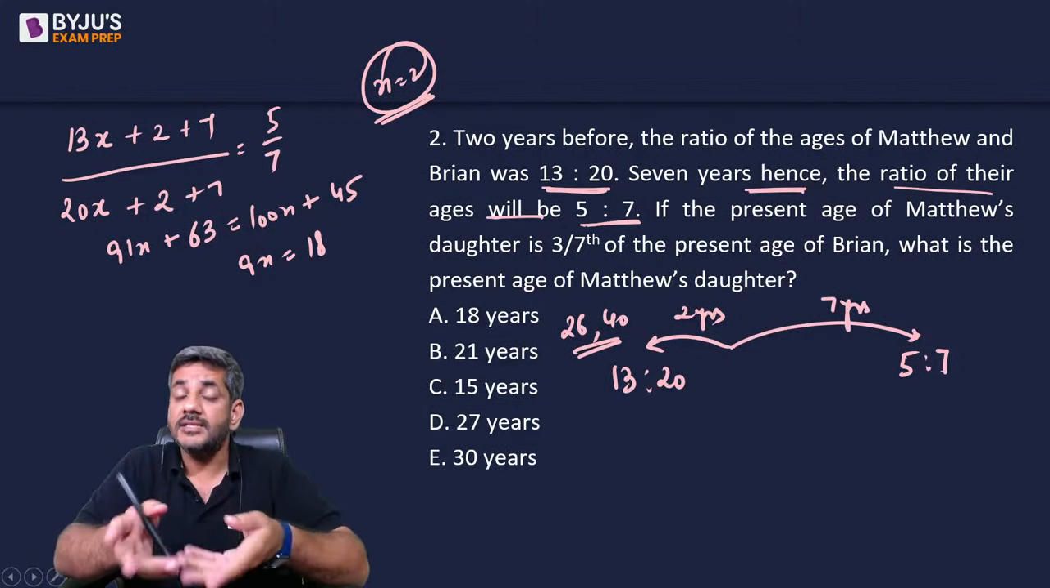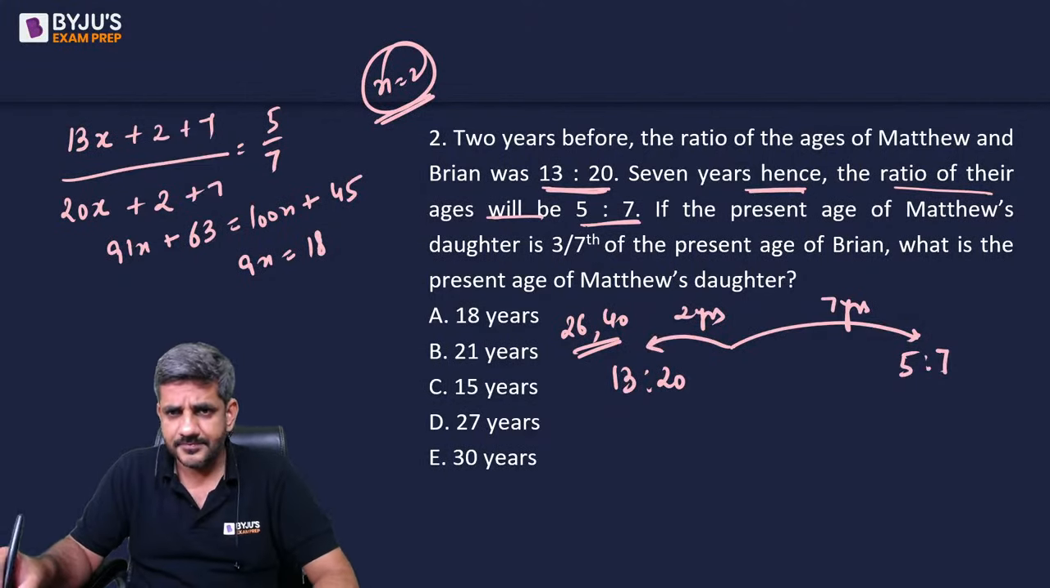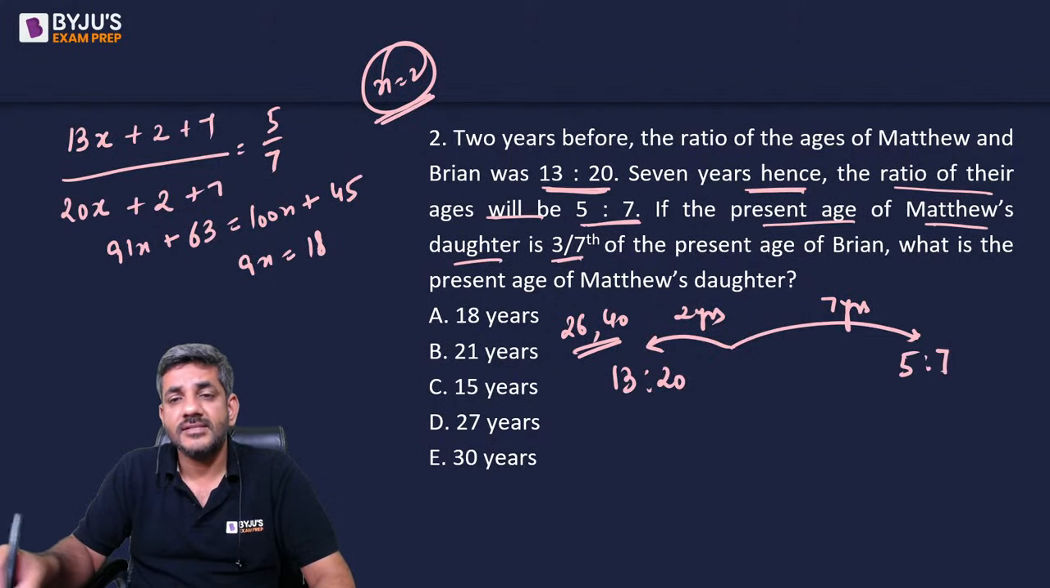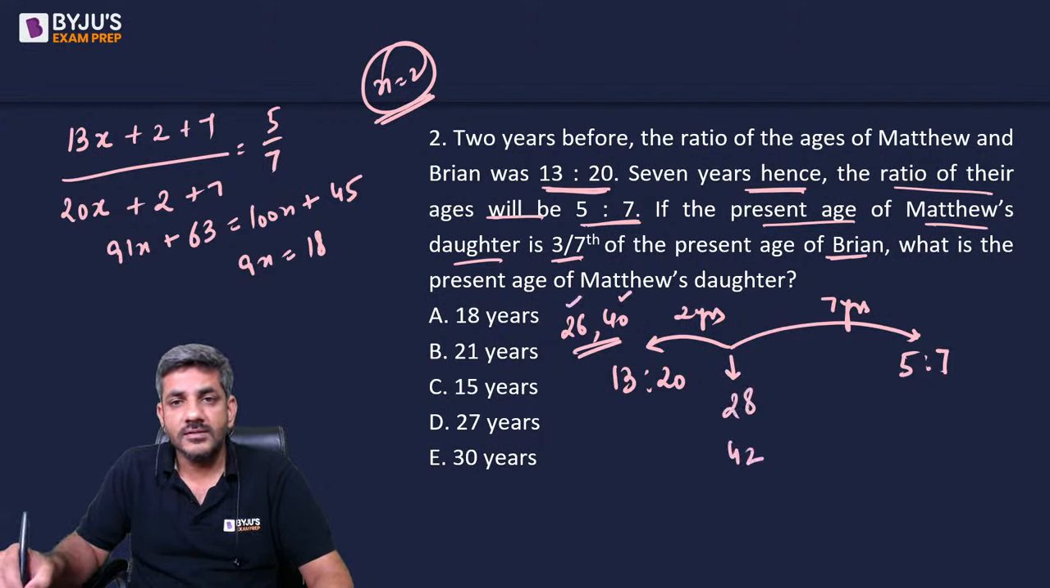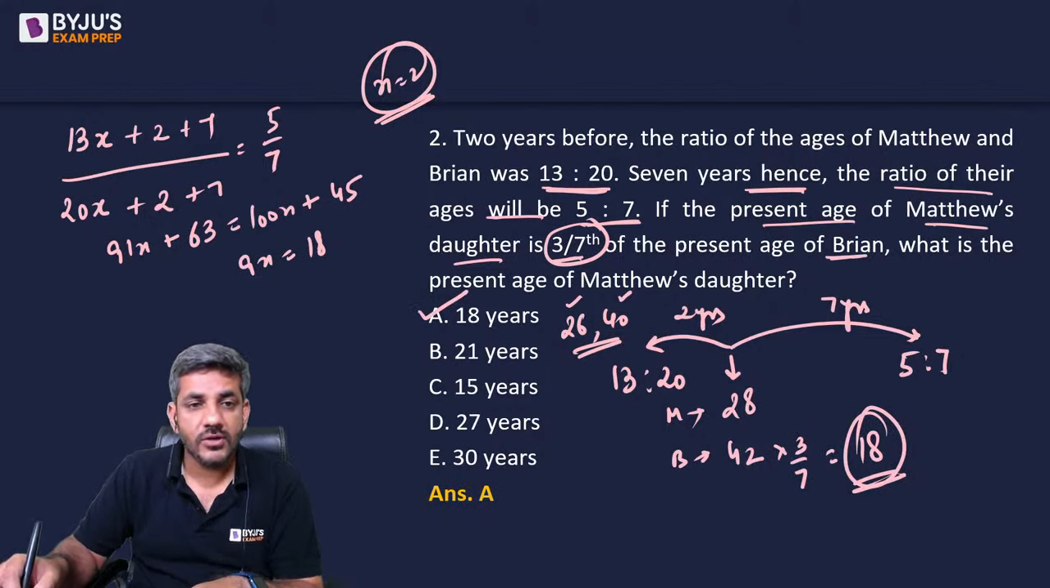So by that we can answer the questions later on. But is there any easier way of getting that 26 and 40? Yes, it is there. I'll talk about that as well. But first of all, if the present age of Matthew's daughter is 3 by 7 of present age of Brian, what is the present age of these two guys? 2 years ago they were 26 and 40, so today they are 28 and 42. This is the age of Matthew and this is the age of Brian. He says today's age of Matthew's daughter is 3/7 of Brian's age. So what is 3 by 7 of this? 3 by 7 of this is 18. I'm sure all of you understood this solution, right?